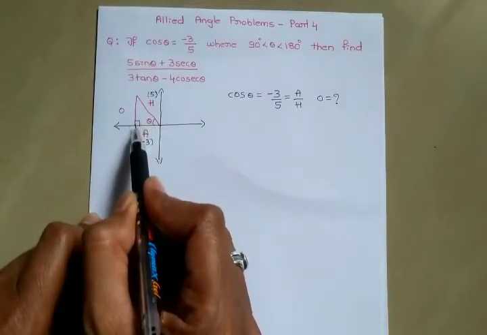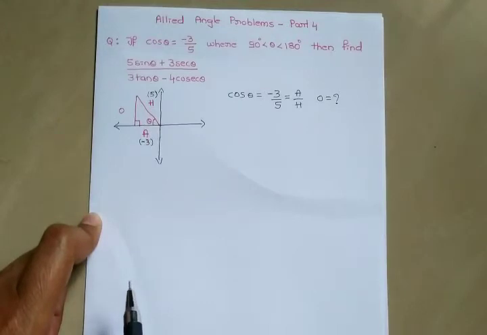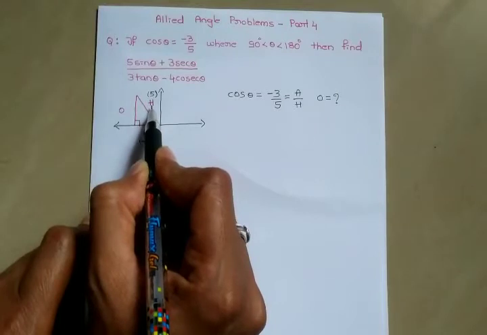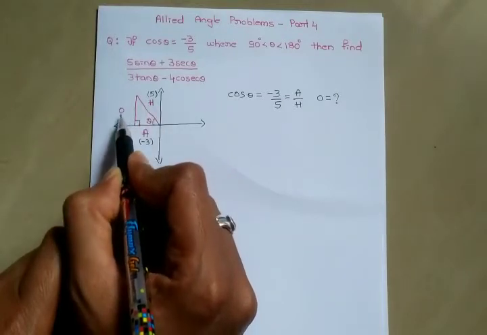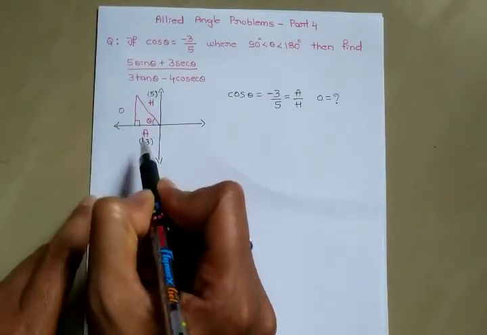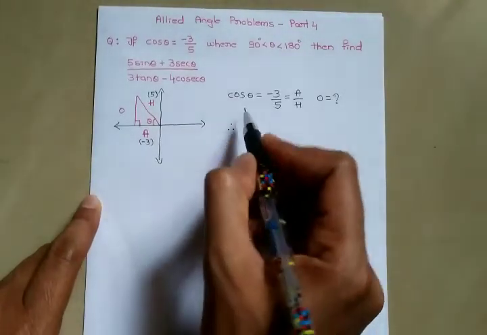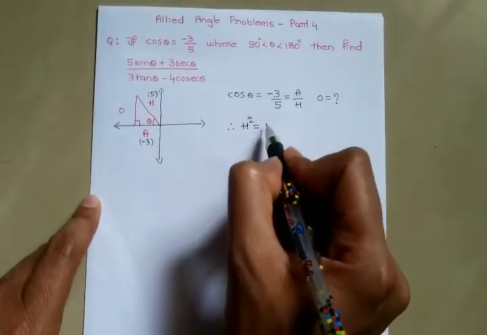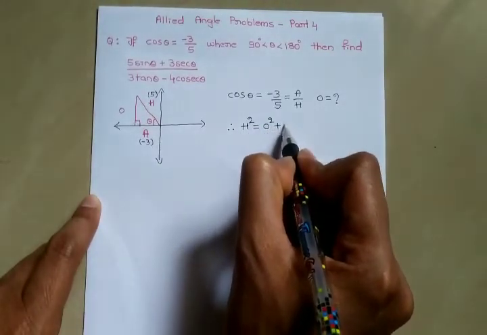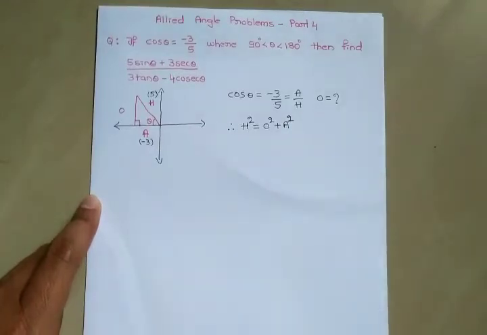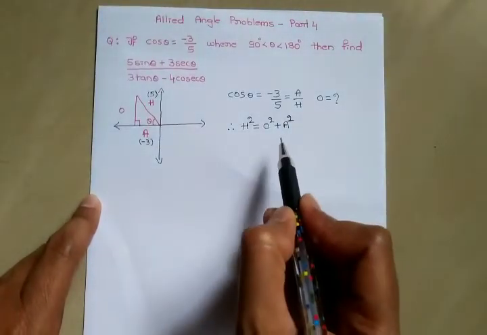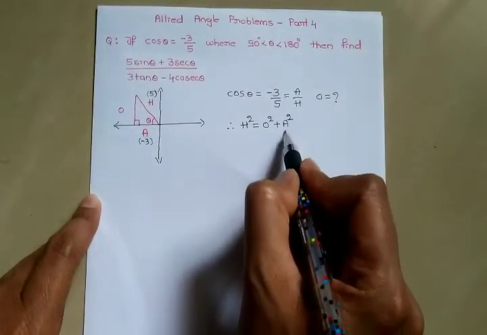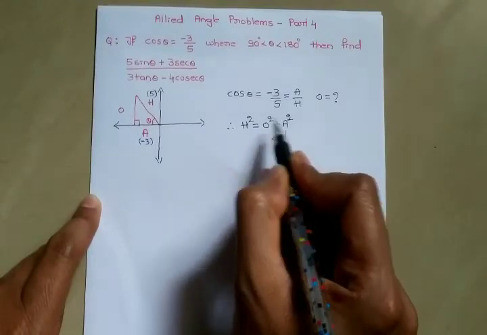This is a right angle triangle, so you need to apply the Pythagoras theorem. According to the Pythagoras theorem, hypotenuse square is equal to opposite square plus adjacent square. So h square is equal to o square plus a square. Here you want the opposite side value, therefore I am going to shift the a square value to the left hand side.